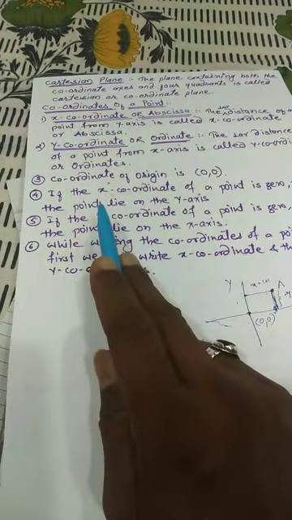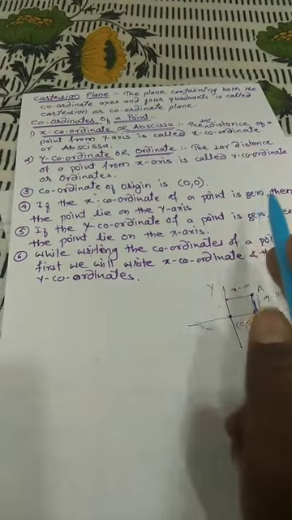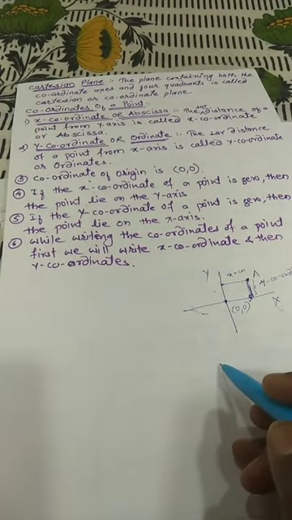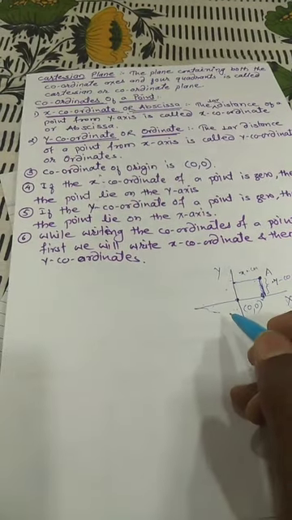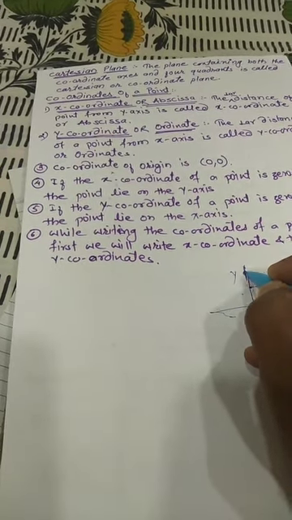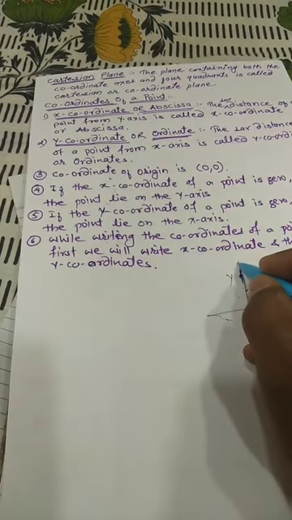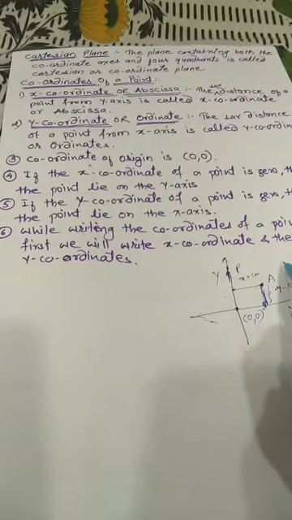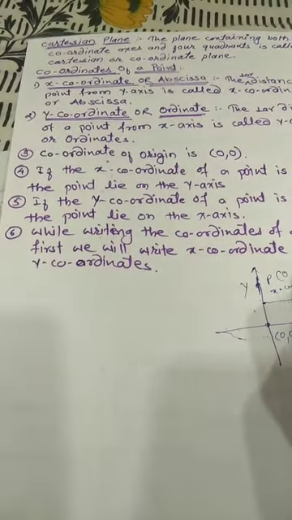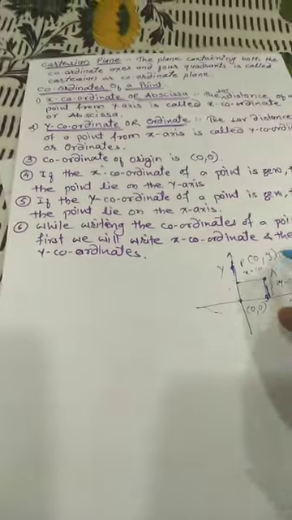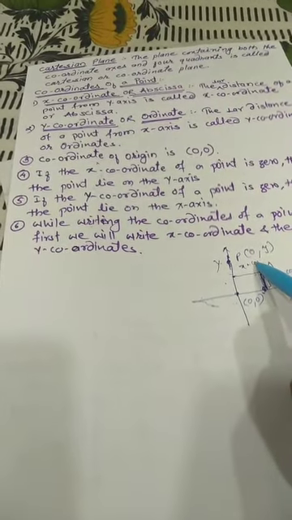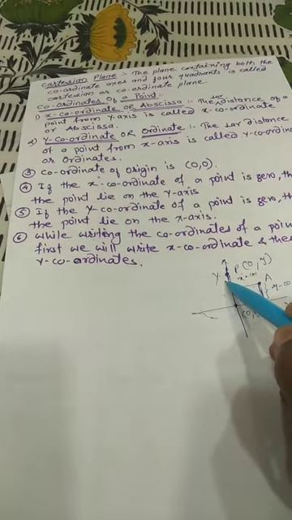Next, if the x coordinate of a point is 0, then the point lies on the y-axis. For example, this point P. What is the coordinate? This P lies on the y-axis. So the perpendicular distance from the y-axis, the x coordinate, becomes 0, and this point lies on the y-axis. If the x coordinate becomes 0, then the point lies on the y-axis.